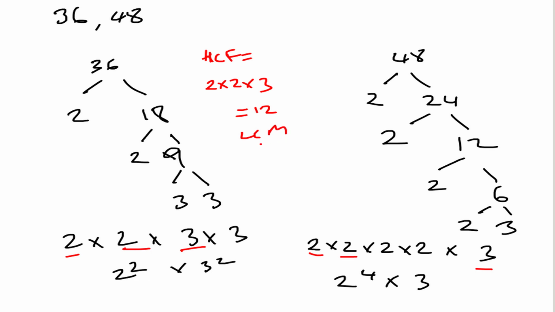The lowest common multiple, so let's take the highest powers of these two numbers. So 2 to the power 4 is higher than 2 squared, so you've got 2 to the power 4 times 3 squared. And let's get a calculator to calculate this. So the answer is 144. So the highest common factor is 12, and the lowest common multiple is 144.